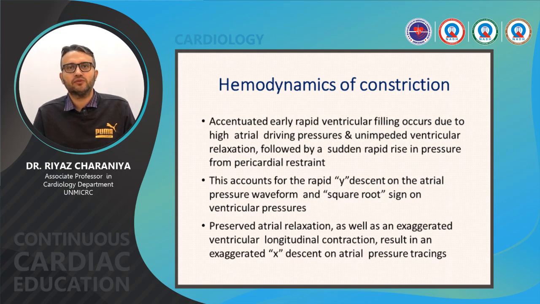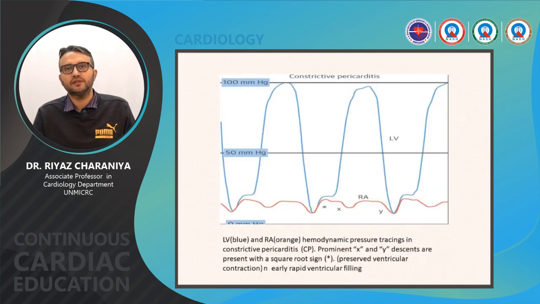Now remember, this square root sign and a rapid Y descent are also there in restrictive cardiomyopathy. The preserved atrial relaxation as well as an exaggerated ventricular longitudinal contraction result in an exaggerated X descent on the atrial pressure tracings. Now this is not going to be seen in restrictive cardiomyopathy. So an exaggerated X descent with a very rapid Y descent is what is seen in this diagram.